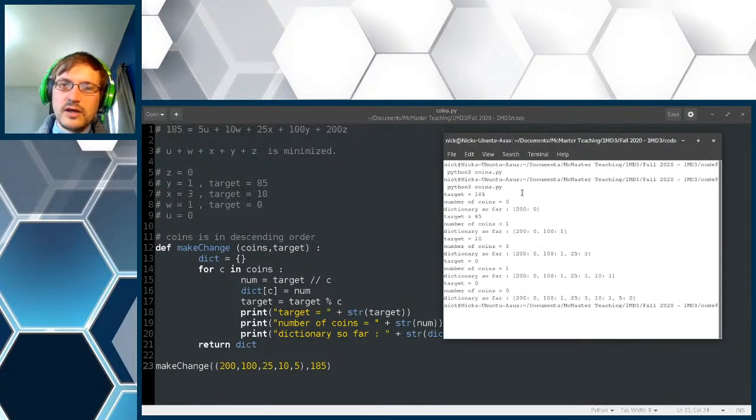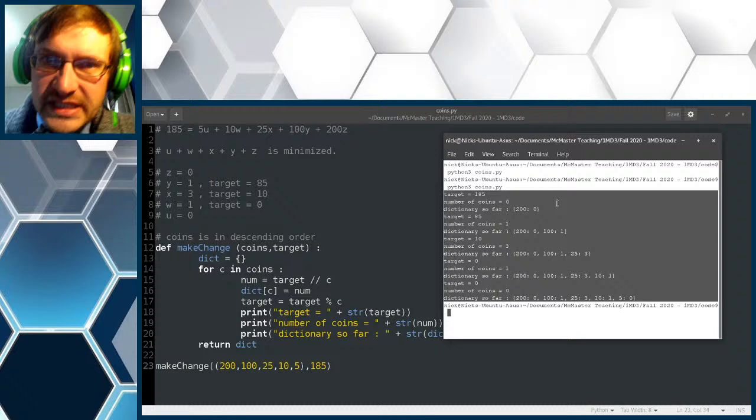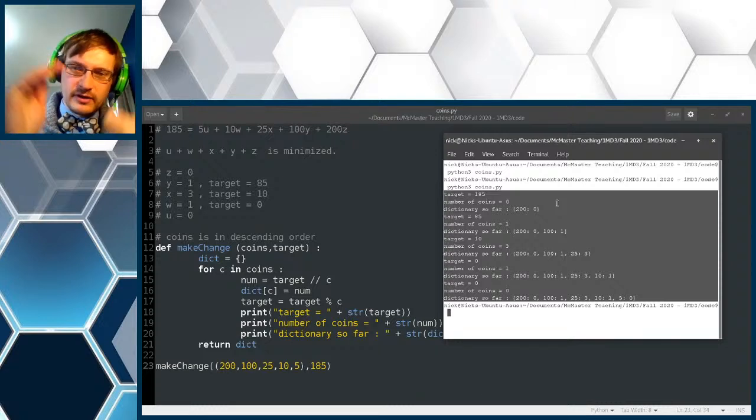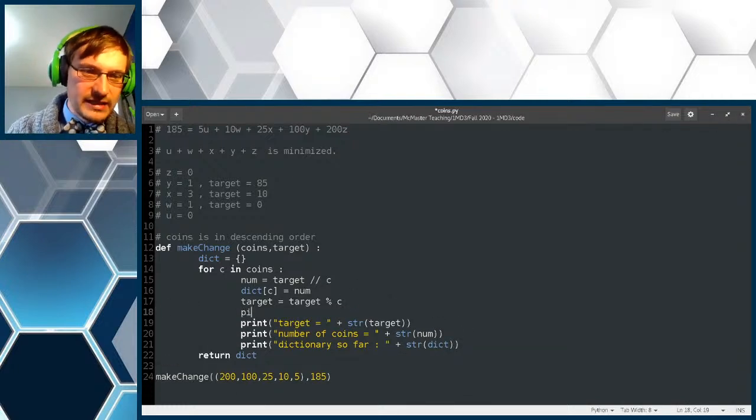So, on each subsequent iteration of the loop, this is called tracing. This shows you what the function is doing and how the variables are changing as the loop loops through. Actually, you know what? Let's add C in there just to make things super crystal clear.